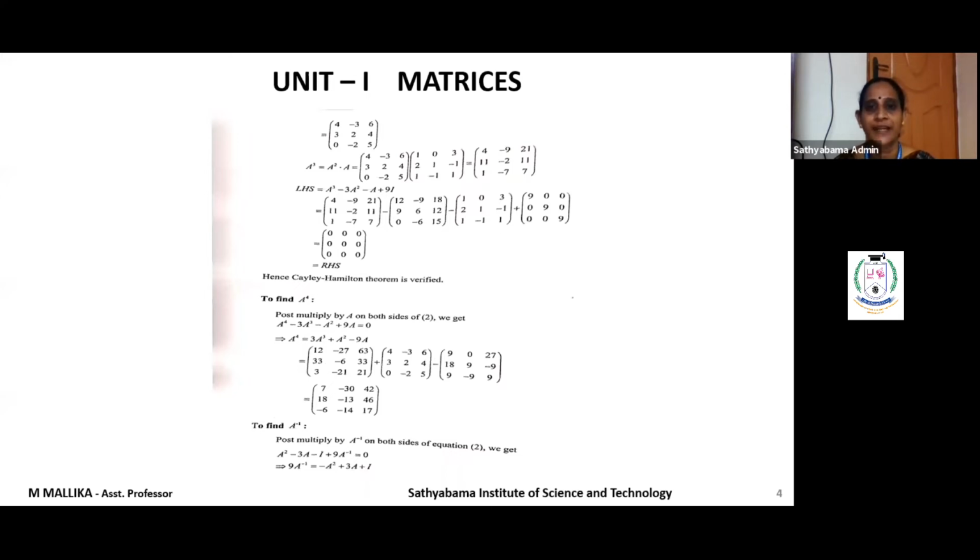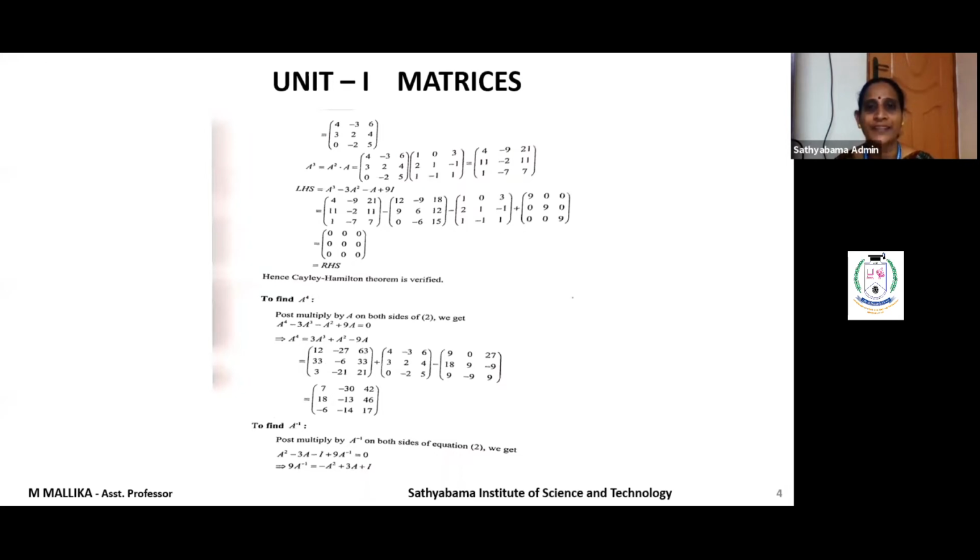Then minus A matrix, write the A matrix, plus the next matrix is 9I. So what is 9I? Multiply the I matrix. What is the I matrix? 1, 0, 0, 0, 1, 0, 0, 0, 1. If you multiply each and every element by 9, you will be getting 9, 0, 0, 0, 9, 0, and 0, 0, 9. So what I have to do is just add and subtract these 4 matrices. How will I add and subtract matrices?